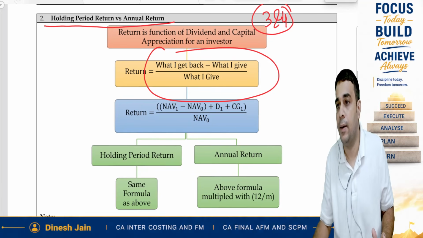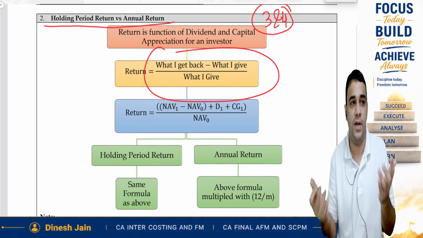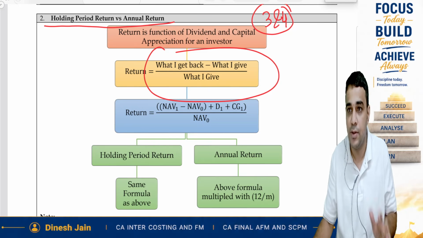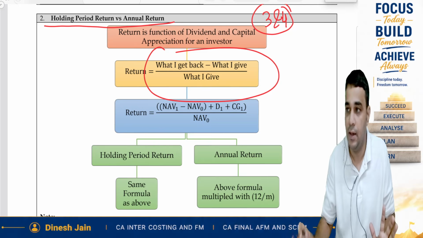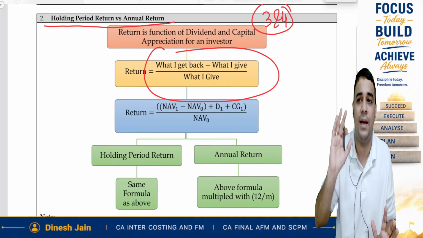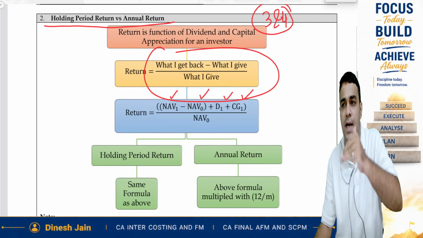What I get back minus what I give, divided by what I give. Obviously, in exam, I can't write this, so I have given a vague explanation. The basic formula is this. After that, you can create any type of formula. So here they say something called NAV1, NAV0, D1, CG1. I'll discuss as we proceed.